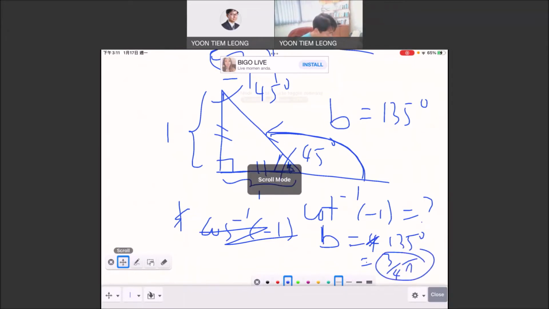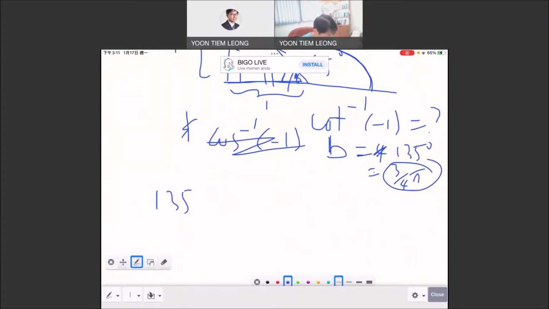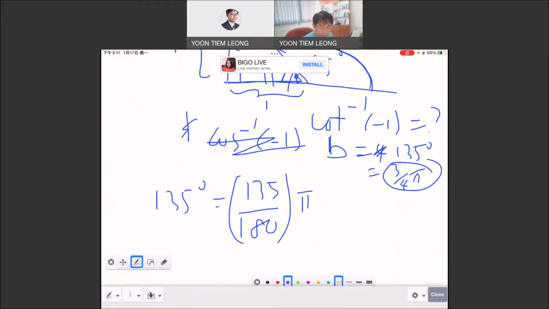Why is that 3/4 pi? 3/4 pi is because 135 degrees is equal to 135 degrees divided by 180 times pi. I think that is what it means. Right? So in terms of radians, 135 degrees is equal to 3 pi/4 radians. Okay, I hope that I'm not making an error on this. I think it should be correct.